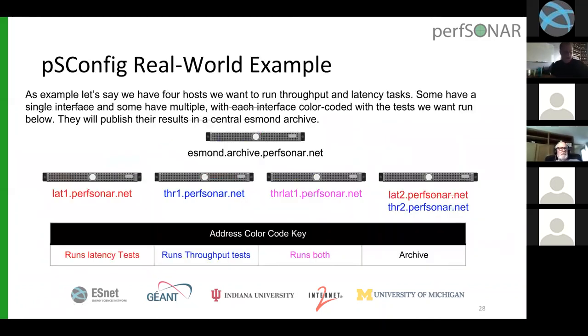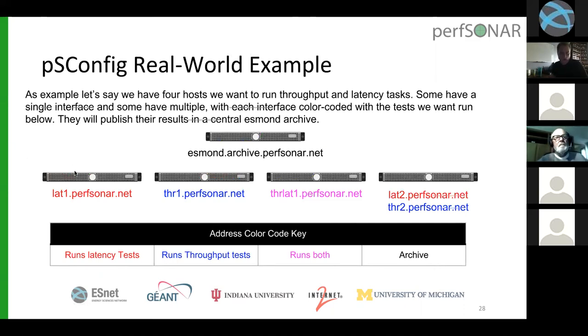Abstract is nice, but a real-world example might relate more for some of you. So let's say we have these 5 hosts. The top host, admin.archive.perfSONAR.net, is just an admin archive that's going to store results. It's not going to run any measurements. Then we have these 4 hosts down below that are going to be running various combinations of throughput and latency and have different numbers of interfaces.